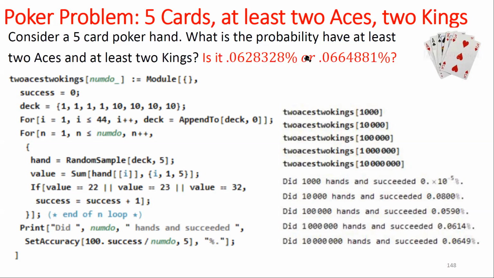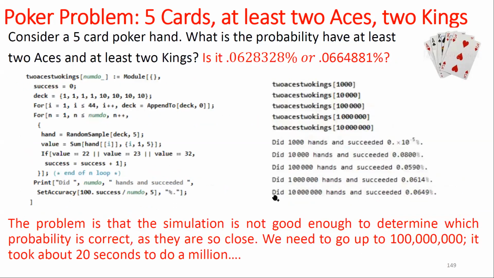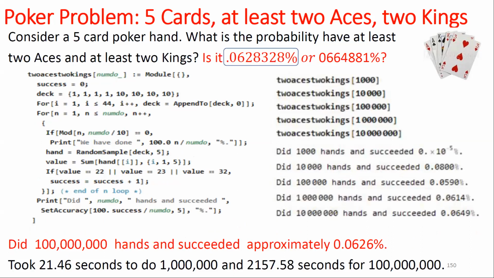Both? Yeah. So what I did is I ran it a little bit further. Now, we need to go up to 100 million hands for this. Now, it took 20 seconds to do a million. How many seconds do you think it would take to do 10 million? If it's 20 seconds to do a million, 200 seconds. And how many seconds would it take to do 100 million? 2,000. 2,000.